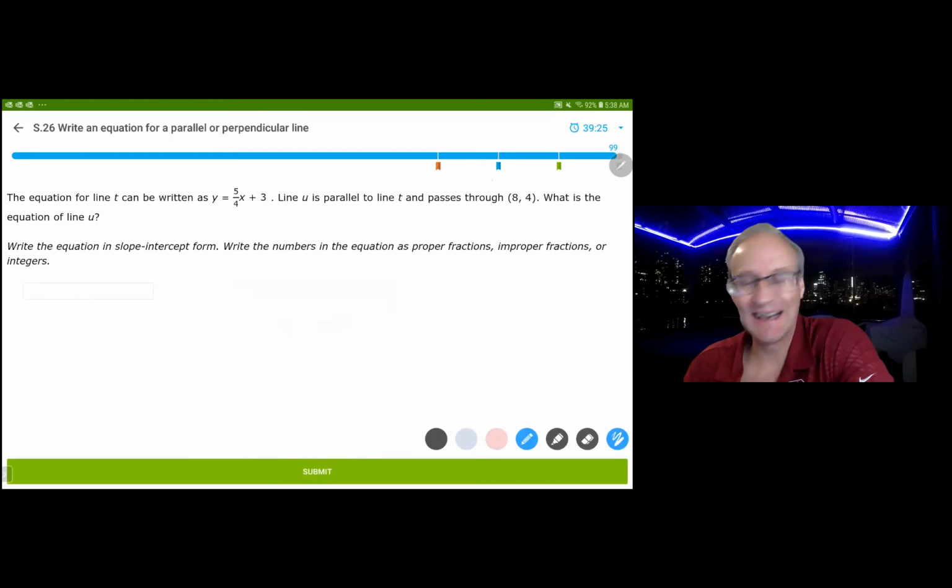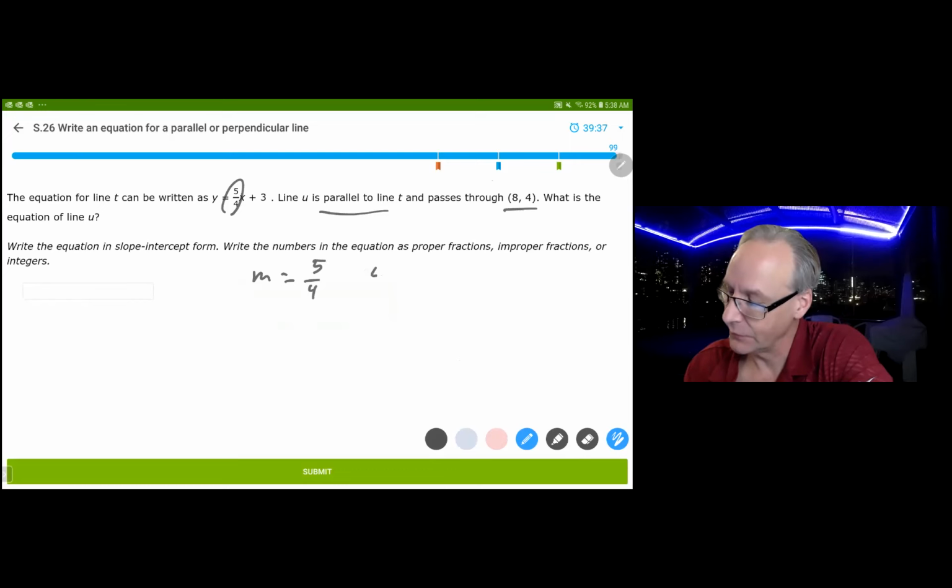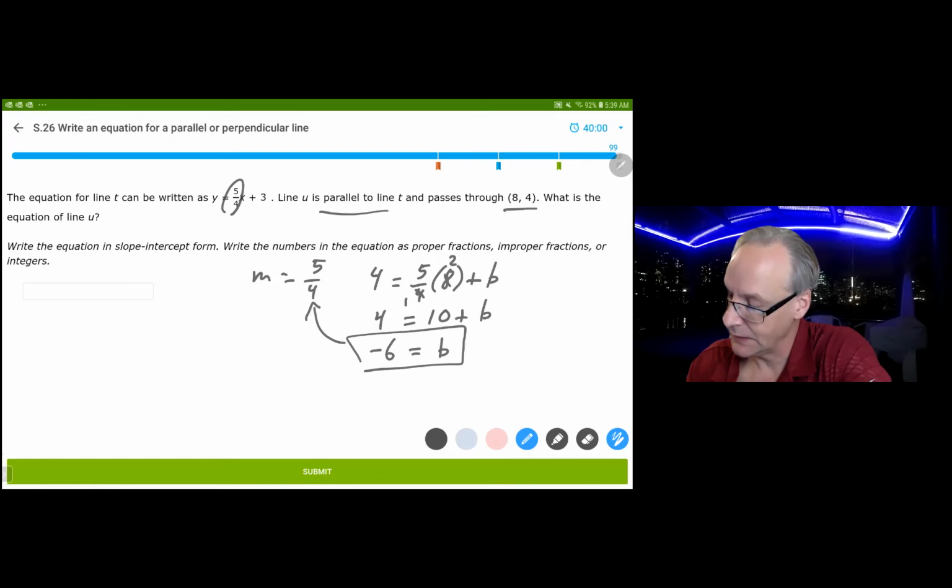Last one. Now I won't make a mistake this time. We have 5/4. We want it to be parallel, so our slope is going to be 5/4. It's going to work out evenly because it's 8, 4. So 4 is equal to 5 over 4 times 8 plus b. That's going to simplify, and we're going to get 10 plus b is equal to 4. Basically, I divided that 4 into that 8. We're going to subtract the 10 from both sides and get b equals -6. So we have a b, we have an m, and y is equal to 5 over 4x minus 6.